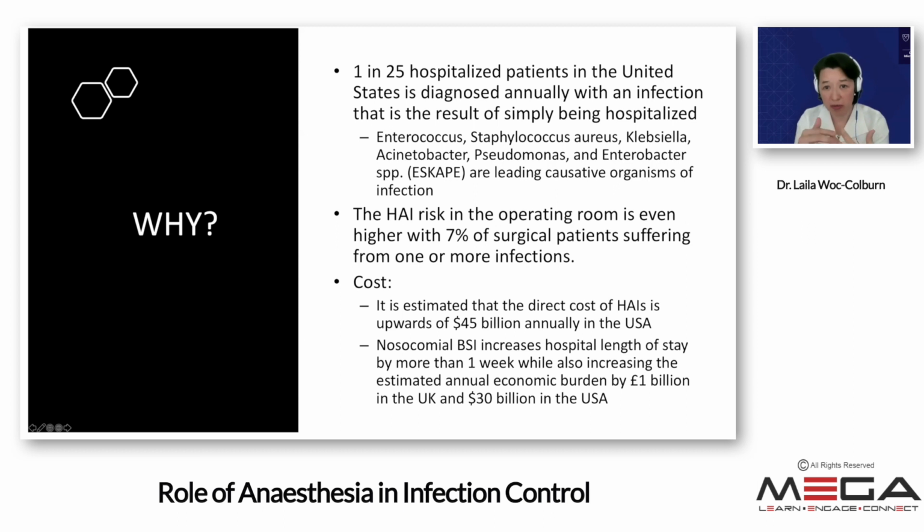And so we know that 1 out of 25 patients in the hospital in the US is diagnosed with an infection acquired in the hospital. And we worry about this because of the ones we have, like vancomycin-resistant Enterococcus, MRSA, the ESKAPE organisms, and now the newer ones, the carbapenem-resistant Enterobacterales, which are the leading cause of infection. And we can see that hospital-acquired infections are higher if you have a surgical patient.